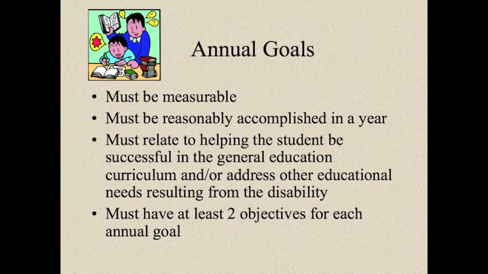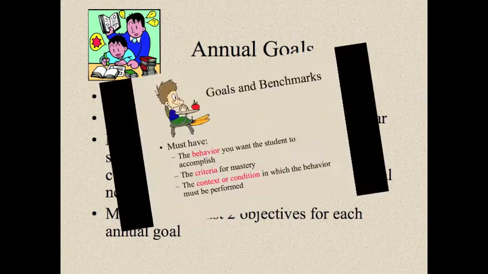The most important thing you need to remember when you're writing your annual goals is that they must be measurable so that you know what to take your data on. Also, write goals that a child can reasonably accomplish within a year's time. And make sure there are 2 objectives for each goal so that you have some stepping stones or benchmarks to get to where you want to go.